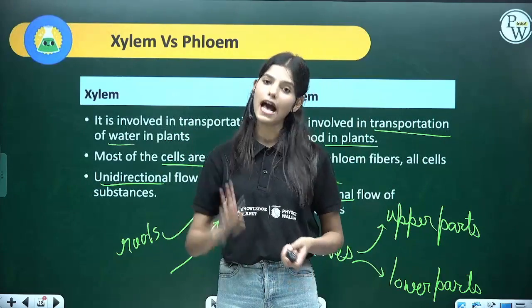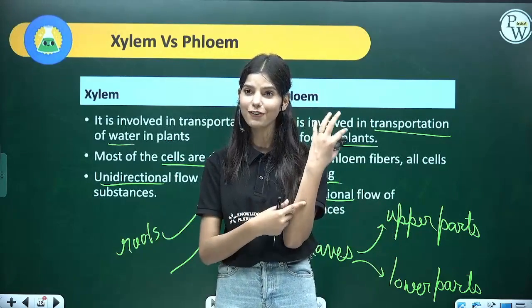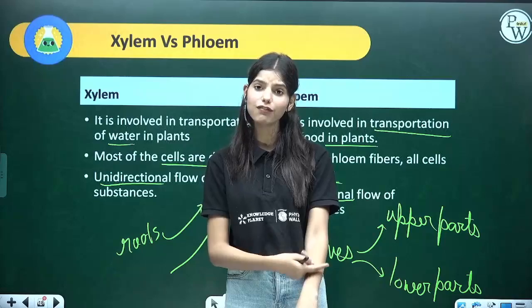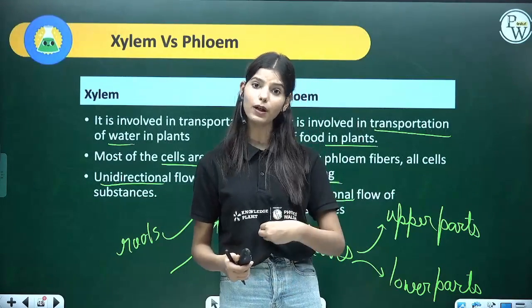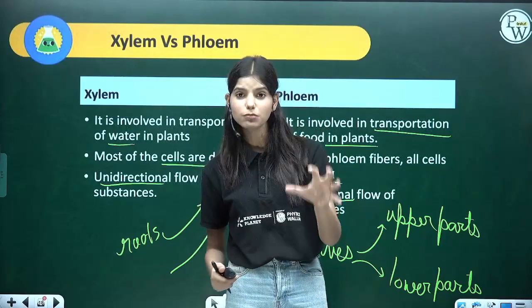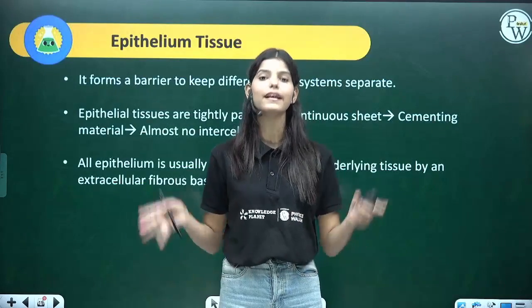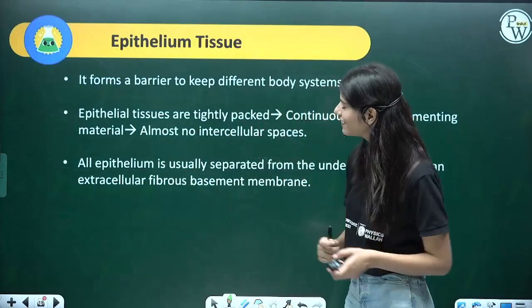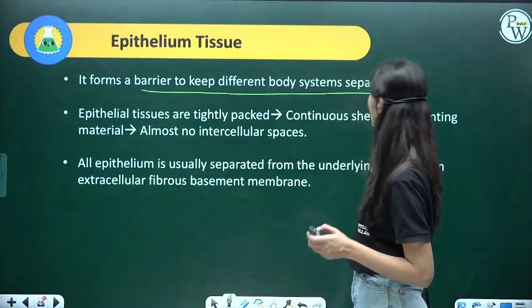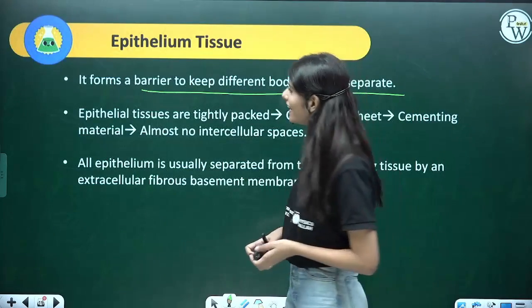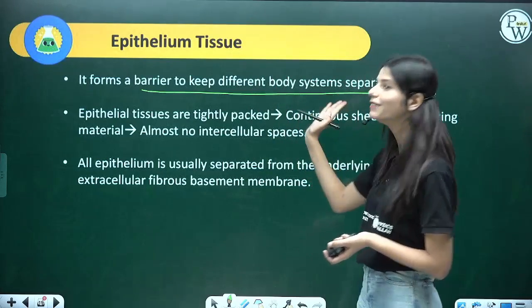Now let's talk about the animal tissue. Animal tissue also has a boundary, an outermost covering. You yourself have skin over all the parts of your body. And inside as well, we have various parts, but these parts are covered by a boundary, and this boundary is what we call epithelium. So we have epithelium tissue, and this tissue forms a barrier to keep different body systems separated.